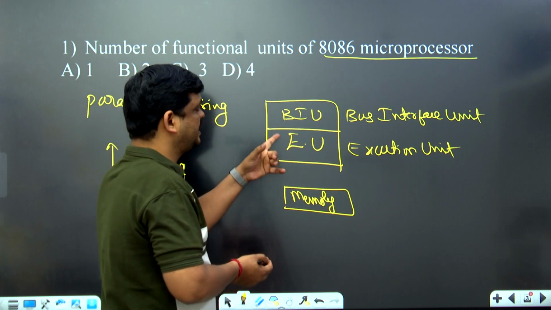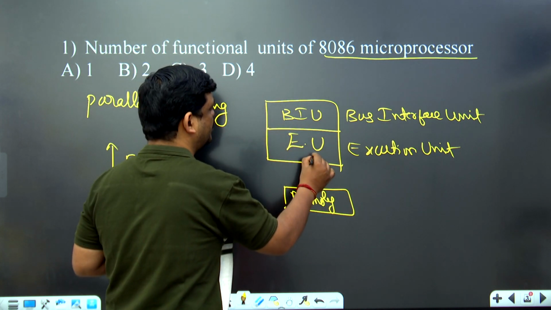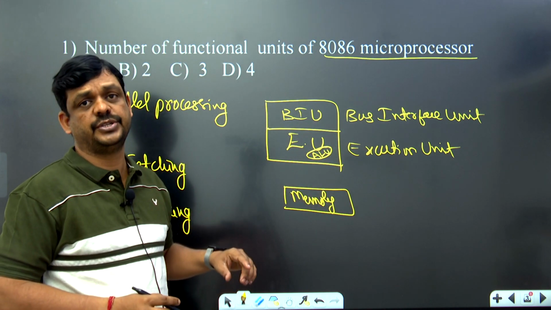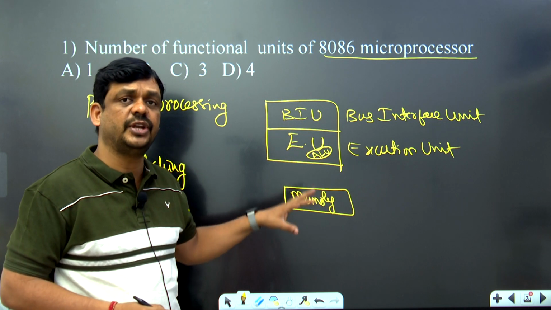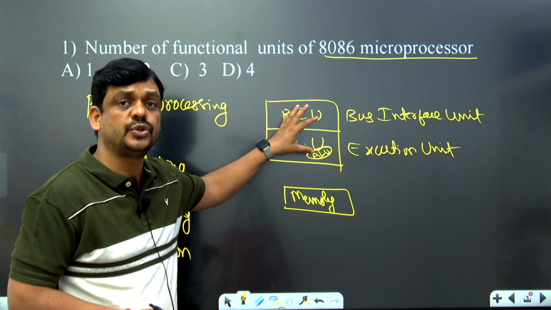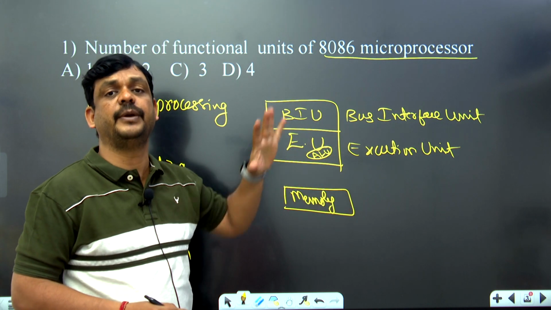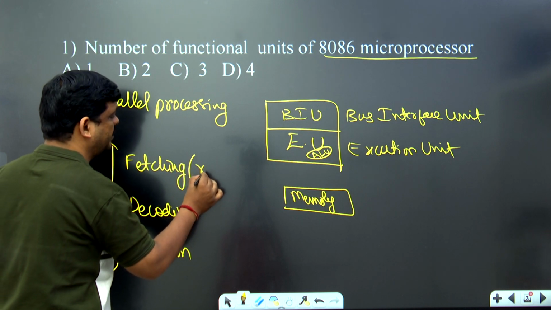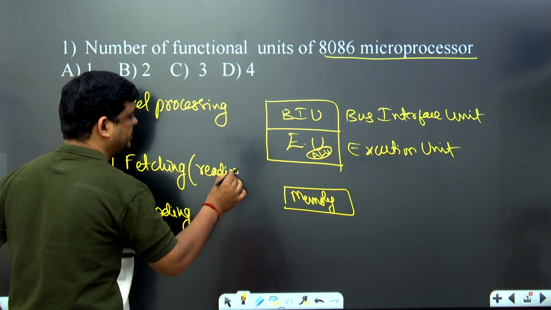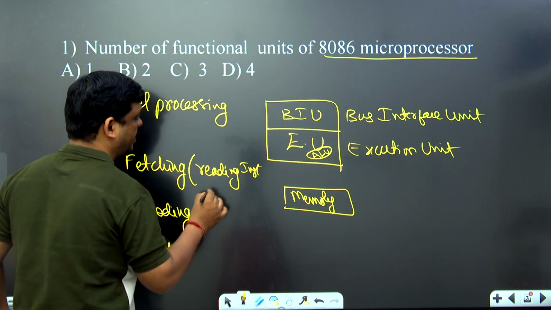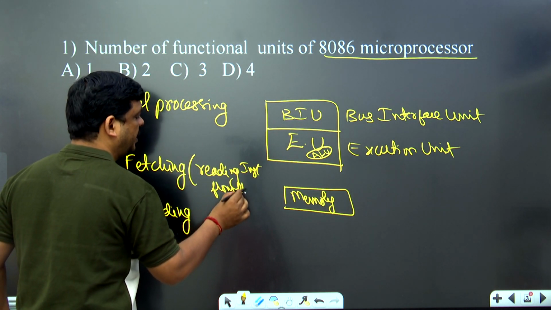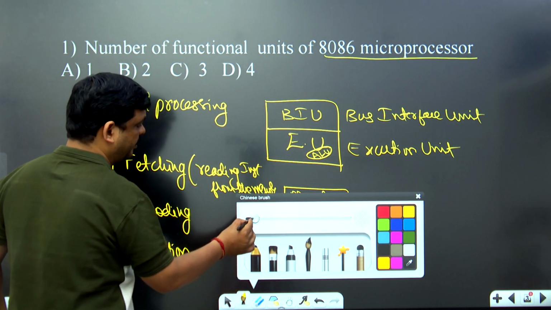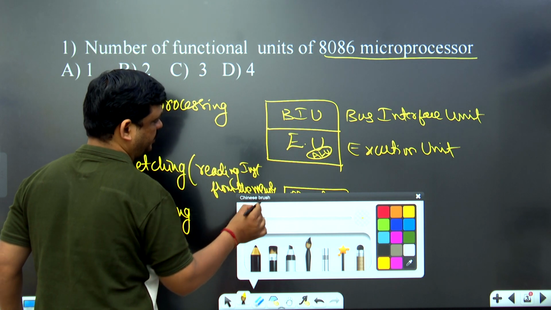But within this microprocessor, internally it has one unit, that is the ALU, arithmetic and logic unit. It performs the complete operations, right? So to complete any one instruction, first of all, this microprocessor has to read the instruction from the memory. That process is called fetching. Fetching operation is nothing but reading the instruction from the memory. This operation is important here, right? Reading instruction from the memory is called fetching operation, right?